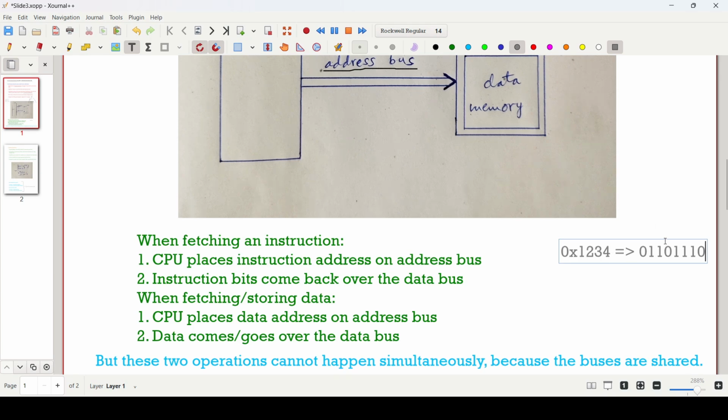0 1 1 0 1 1 1 0. This kind of byte you can consider as the execution of this instruction, right?